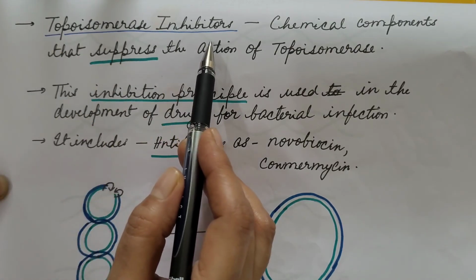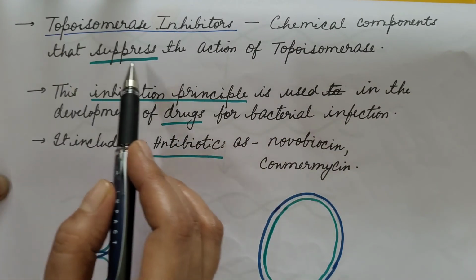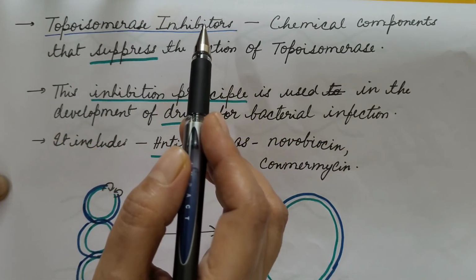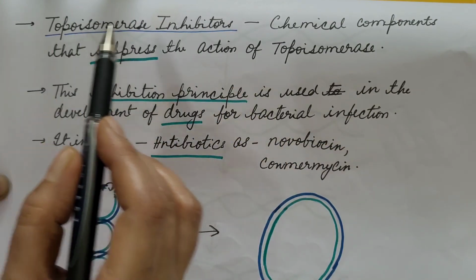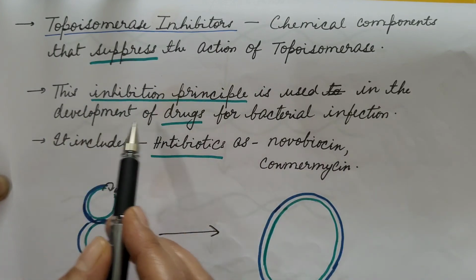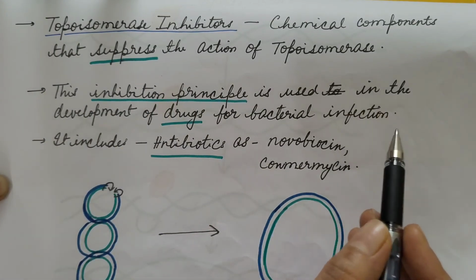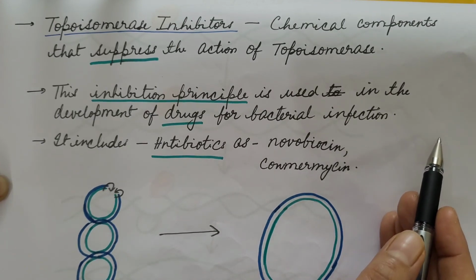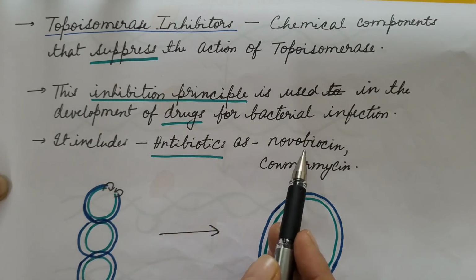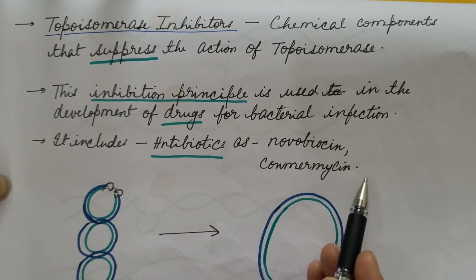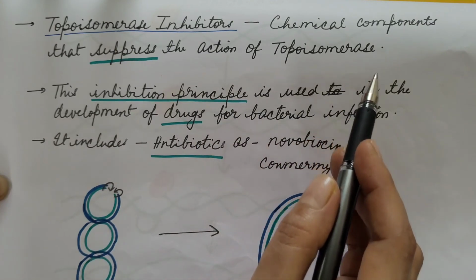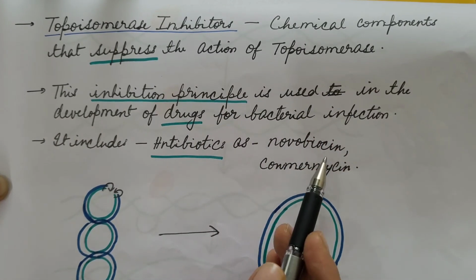Now the topoisomerase inhibitors. Chemical components that suppress the action of topoisomerase are known as topoisomerase inhibitors. Their inhibition principle is used in the development of drugs in order to protect us from bacterial infection. It includes antibiotics such as novobiocin and coumermycin, and these suppress the activity of the topoisomerase enzyme of bacteria.